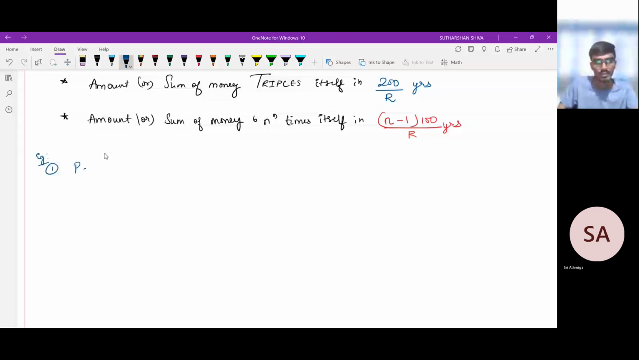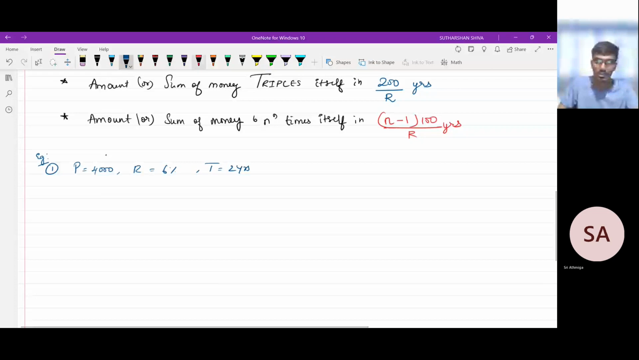Example 1. Let's say principal is equal to 4,000, interest rate is equal to 6%, T is equal to 2 years. What is the formula? PNR by 100 or PRT by 100, right? 4,000 into 6% into 2 divided by 100. This is one thing. PRT by 100, 6 into 2. What you're going to do is take a calculator. I will give you 3 to 4 ways to calculate this sum. From this, you can choose.